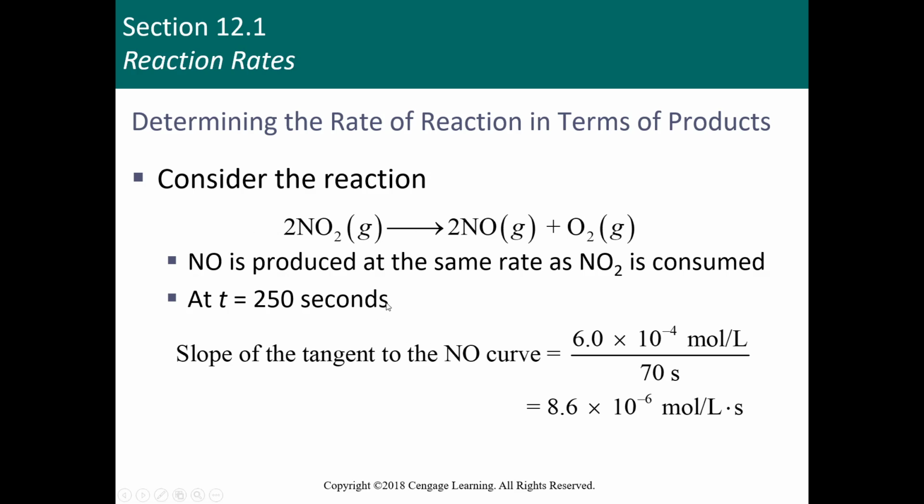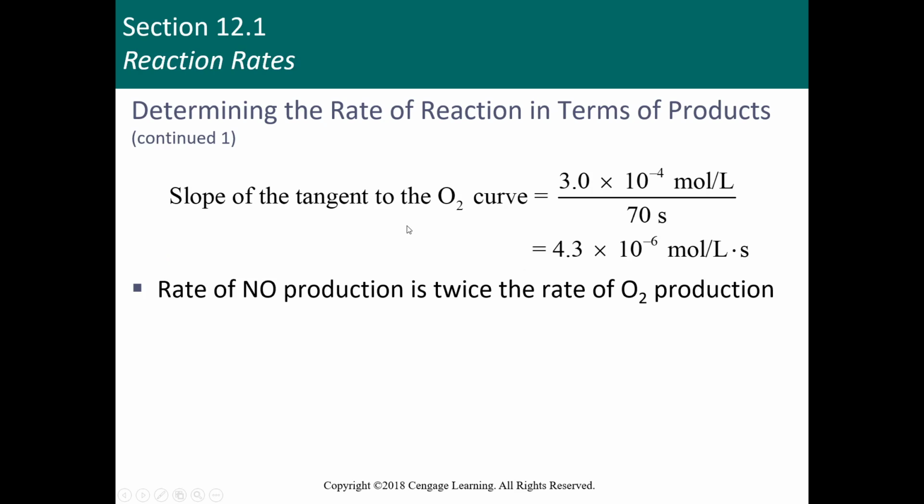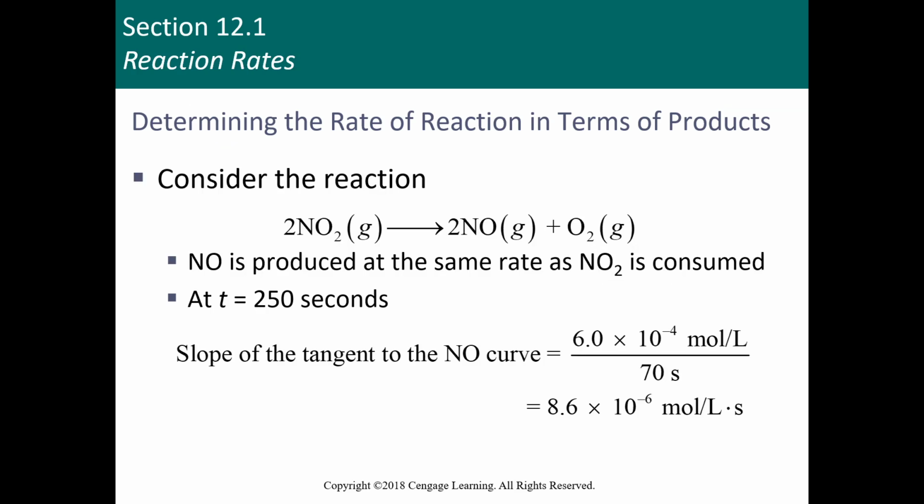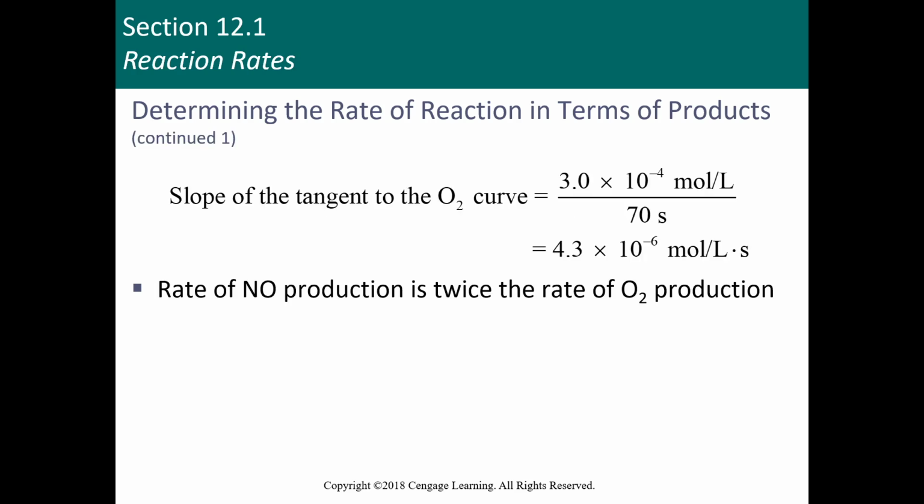So at 250 seconds, the slope of the tangent to the NO curve would be this value right here. And that means that this would also be a similar rate, the same rate, for the NO2, because again, they're going to be equal but opposite rates. Now, if we look at the slope of the tangent of the O2 curve, remember O2 does not have the same coefficient. What we will find out is this is a different value. Very similar, but it is different.